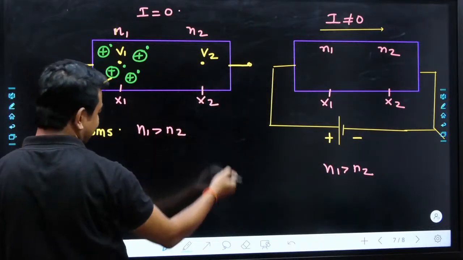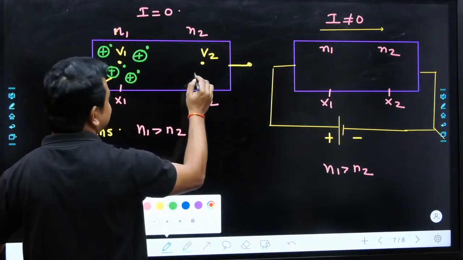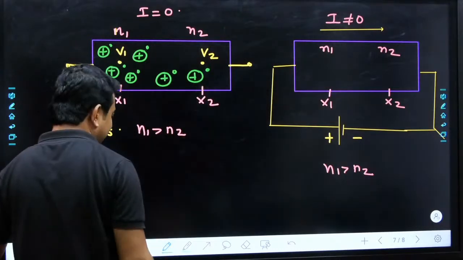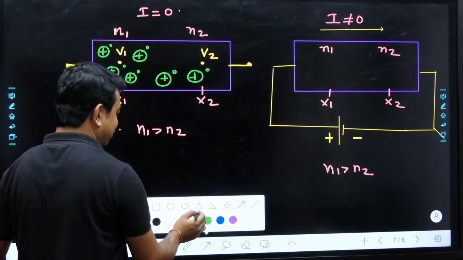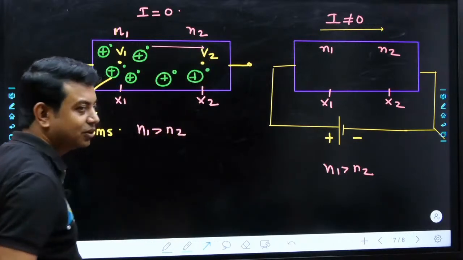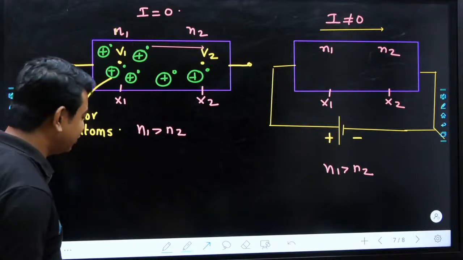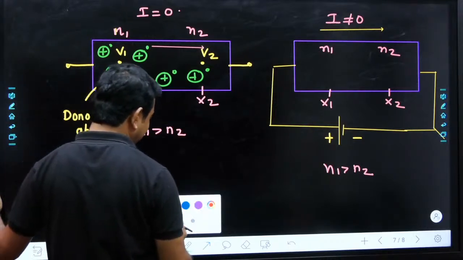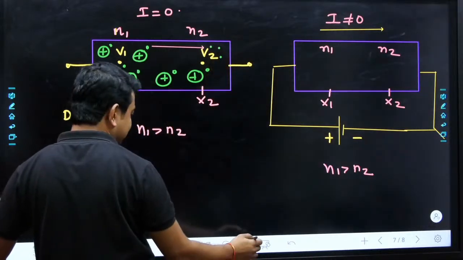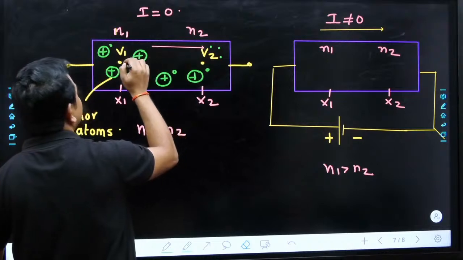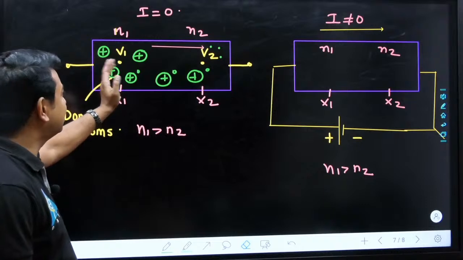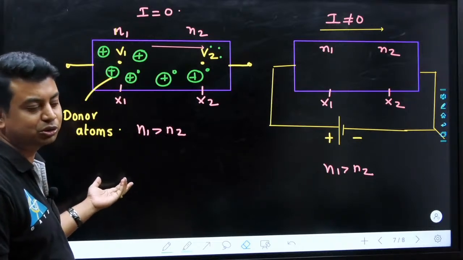And here we are having again donor atoms, but the concentration of donor atoms will be less. So, what will happen? Due to the concentration difference, the electrons from this side have moved to the other side. This is the direction of movement of electrons. If the electrons have moved from this side to this side, then the concentration of electrons will be greater on this side, and because the electrons go from this side, this will have fewer electrons. So, 3 electrons move to this side, and this side will have lost 3 electrons.